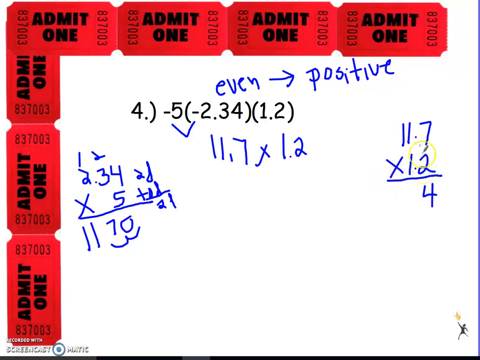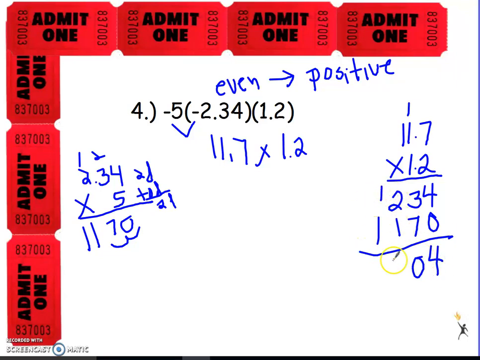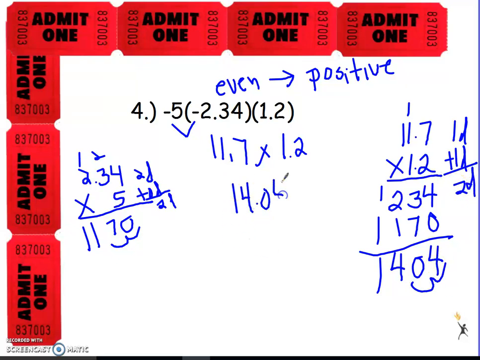2 times 7 is 14. 2 times 1 is 2, plus 1 is 3. 2 times 1 is 2. Placeholder, 7, 1, 1. We add it up, we get 4, 10, 4, 1. 1 decimal place plus 1 is 2. So I have 14.04. The signs are the same, it's positive. Or there's an even amount of negative signs, so it's positive.